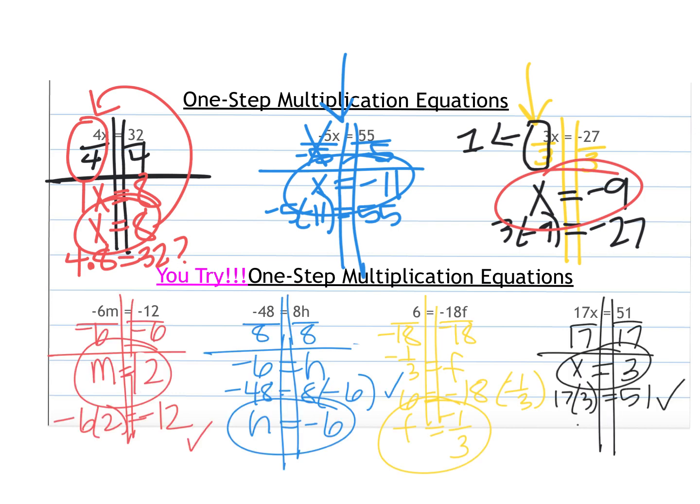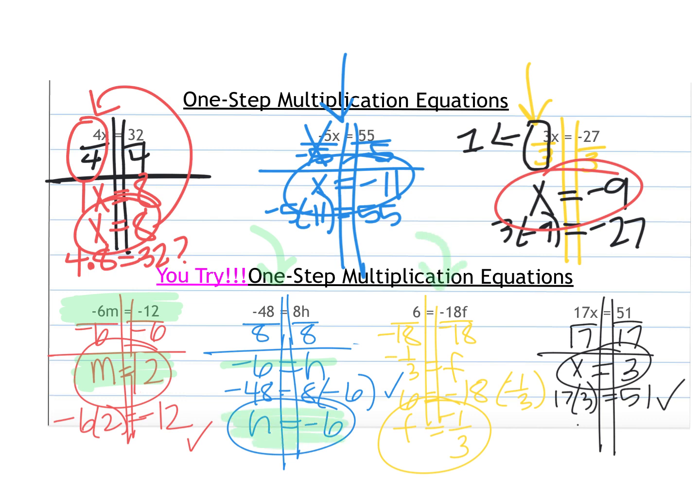Okay, so then we have negative 6m equals negative 12. I divided both sides by negative 6. So I would get m equals 2, and I checked it, and that does work. For negative 48 equals 8h, I divided both sides by 8. Negative 48 divided by 8 is negative 6. And then I just flipped it around, so then h equals negative 6.